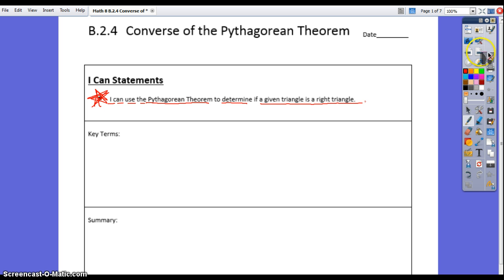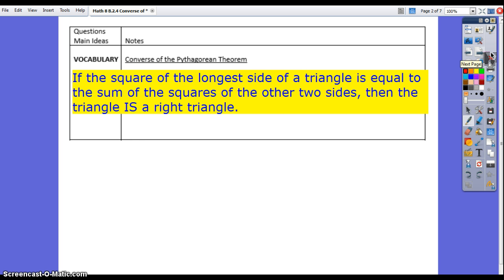Show this work on your worksheet just like this, this is what I expect. But I forgot, we have one vocab here: the converse of the Pythagorean theorem. We need to prove it. Will it be a right triangle or not? If the square of the longest side, which one is the longest side? The hypotenuse, and that is letter c.